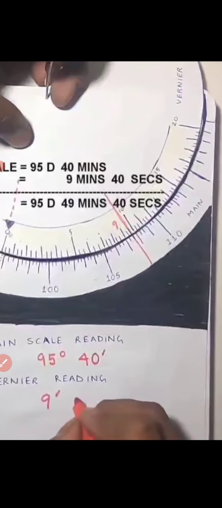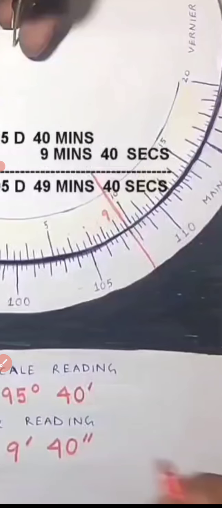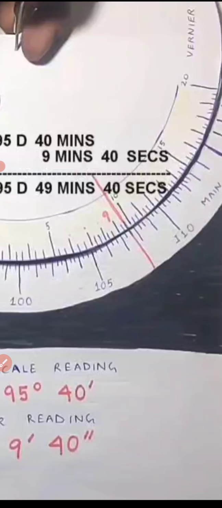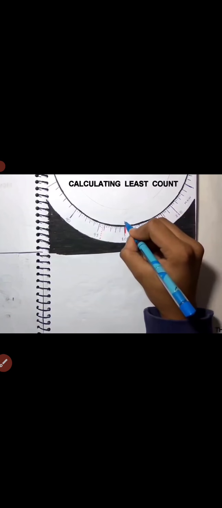Hope it's clear. Each small division on the main scale represents 20 minutes. So after 95, the second division means it is 95 degree 40 minutes. Then you have to read the vernier. You have to find the point on the vernier which is exactly coinciding with the main scale. So here you got it as 9 minutes 40 seconds. So that is the second value after the second division. Okay, so that is 20 seconds and 40 seconds. That is how you get the value. I hope it's clear.